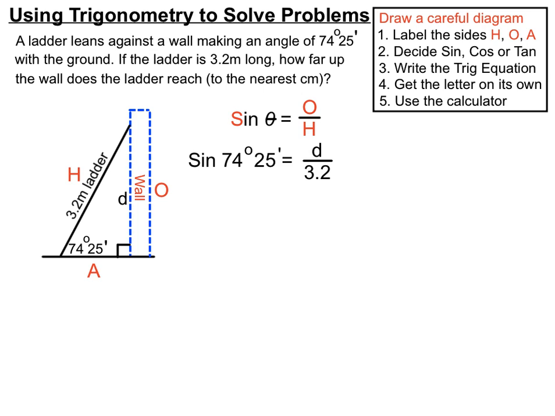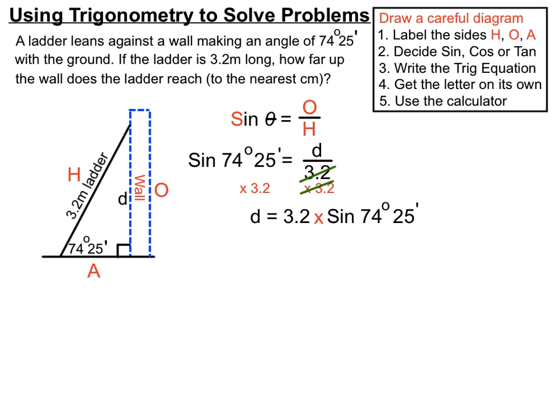Now we'll try and get the letter on its own. How do you move a 3.2 that is dividing? We'll multiply both sides by 3.2, aiming to get that d on its own. The 3.2 that's dividing and the 3.2 that's multiplying will cancel each other out, leaving us nicely with the d on its own. So we can write out d equaling, now the left hand side was 3.2 times sine 74 25. So we'll write that out.